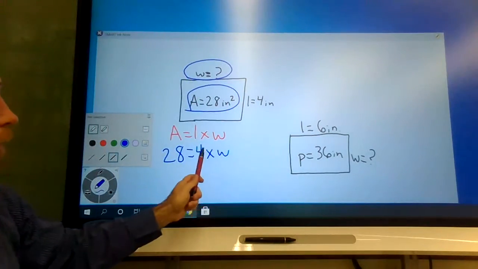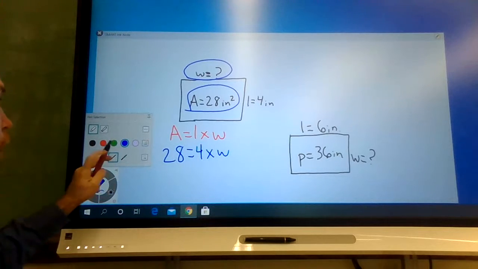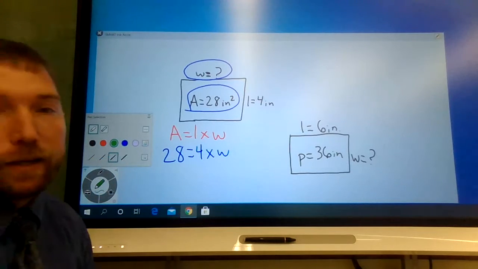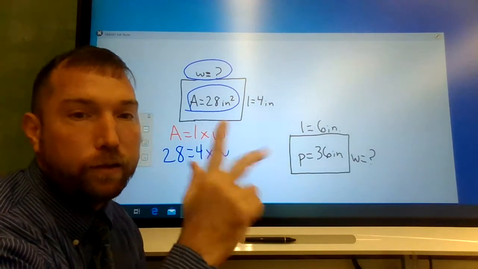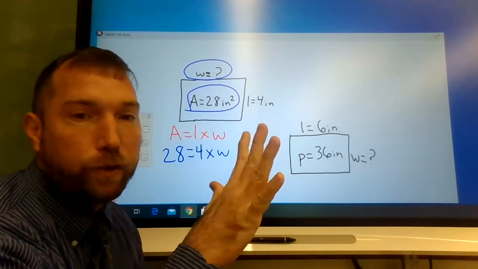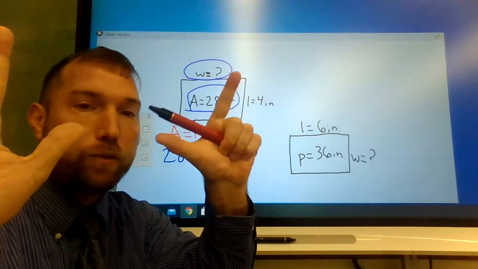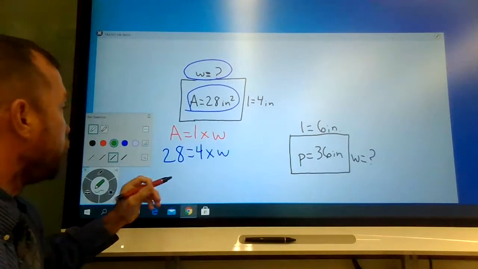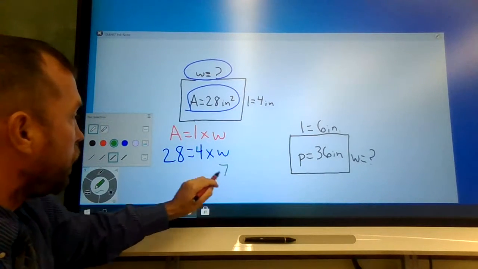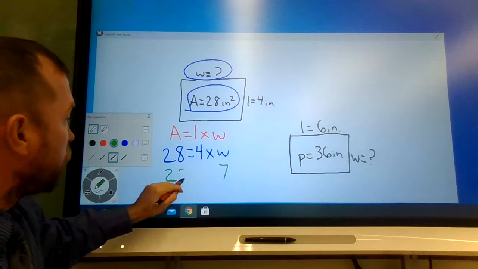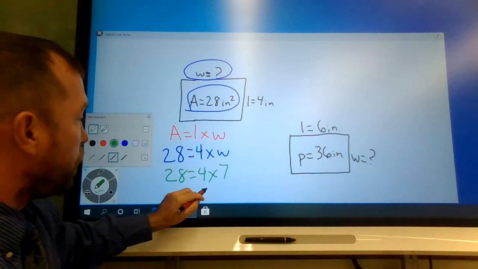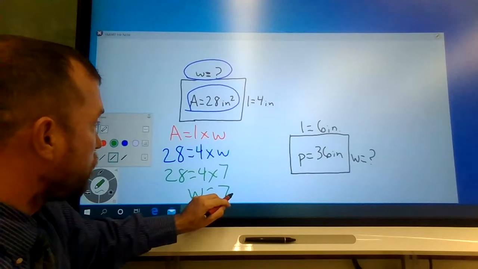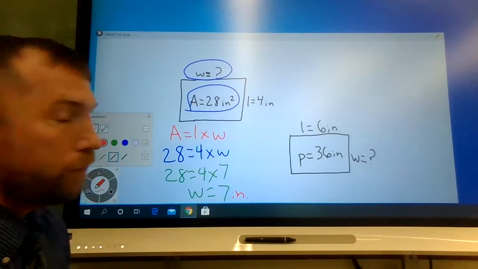So we know something times 4 makes 28. And when we're trying to figure it out, we have to kind of count, but kind of think of our math backwards. We know 4, then 8, 12, 16, 20, 24, and then 28. So it took 7 of those for that to work. 28 equals 4 times 7. Okay? So W has to equal 7 inches here.